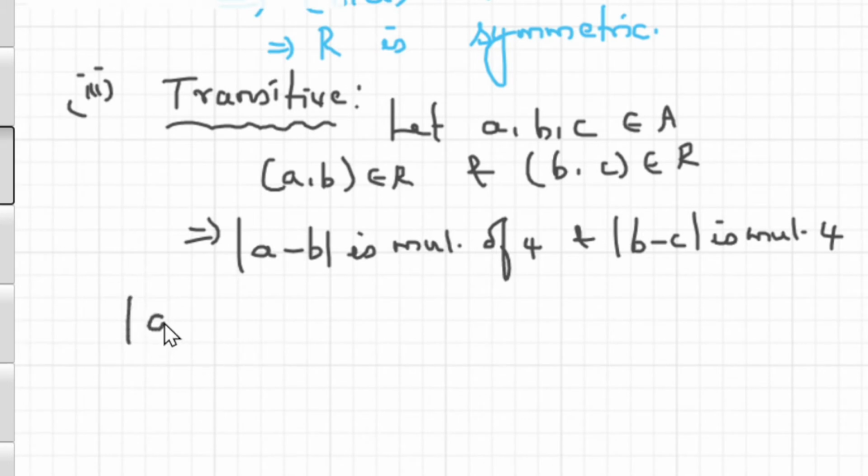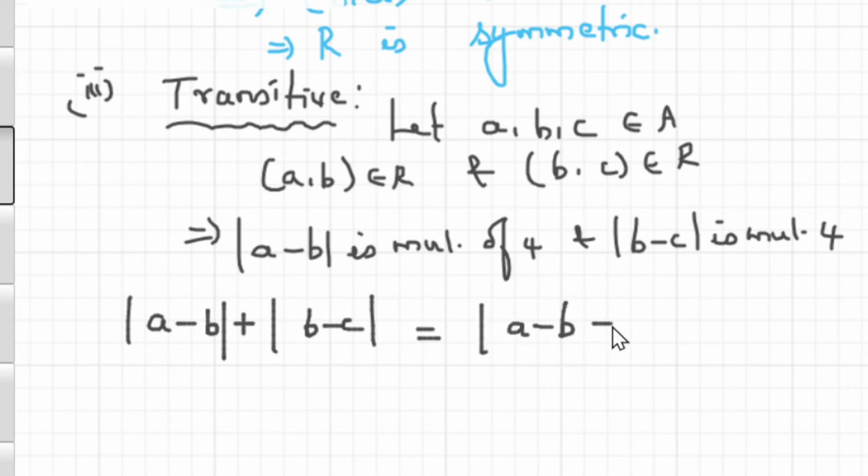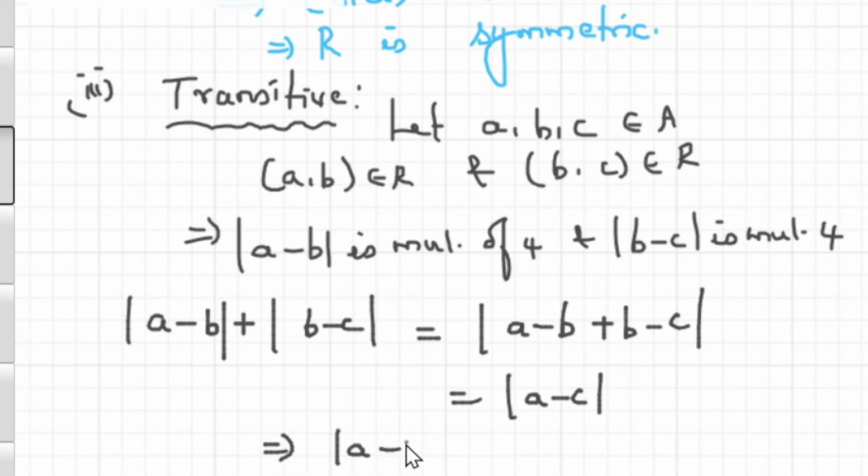So, if we add these two, modulus of A minus B plus modulus of B minus C, then it is modulus of A minus B plus B minus C. Here minus B plus B gets cancelled, and it is modulus of A minus C. So, A minus B is a multiple of 4, B minus C is a multiple of 4. Then this implies modulus of A minus C is a multiple of 4.